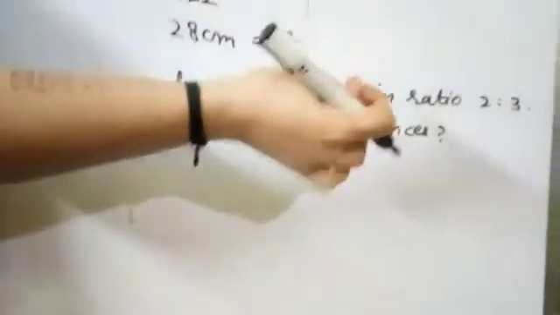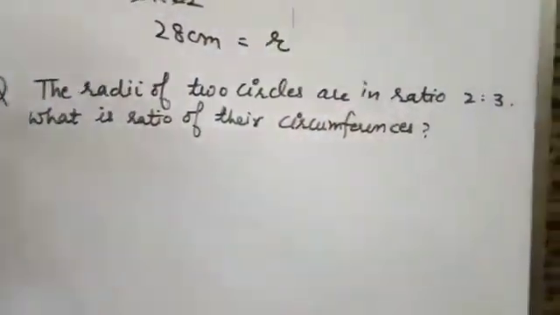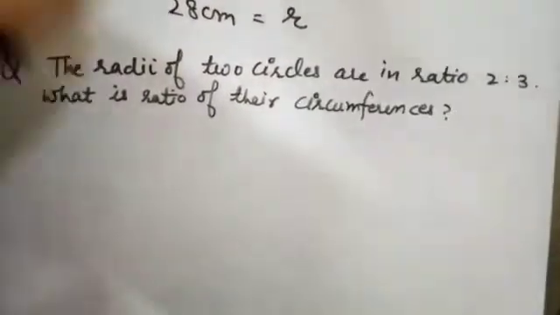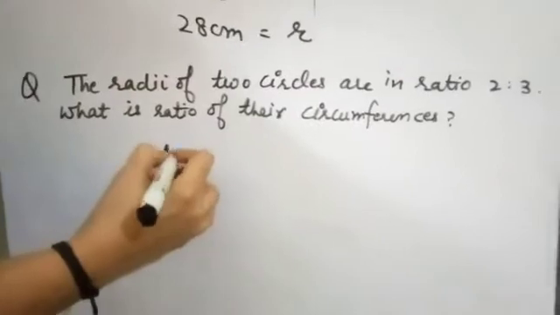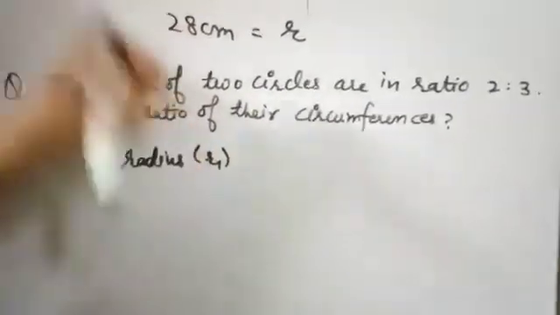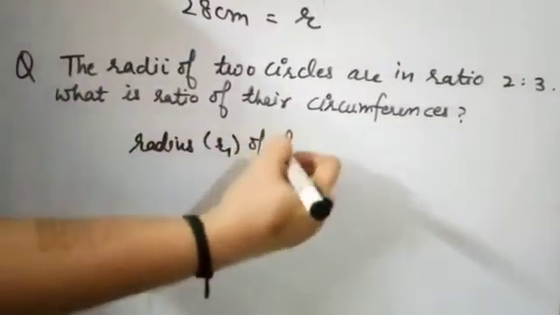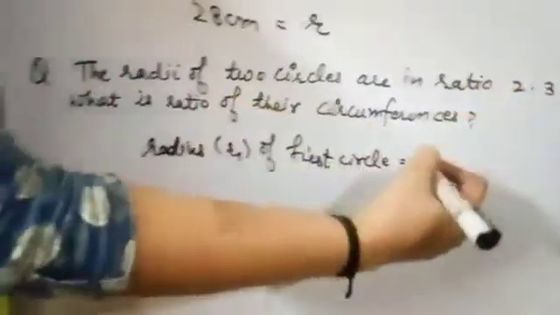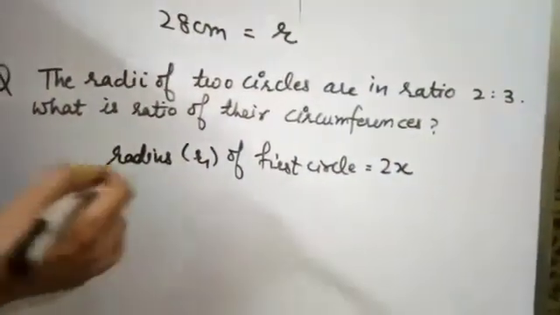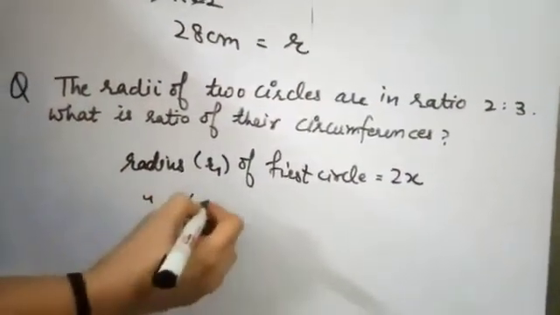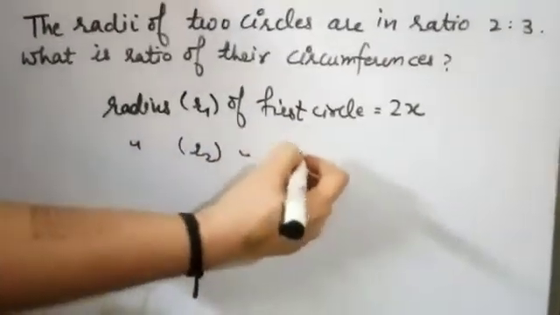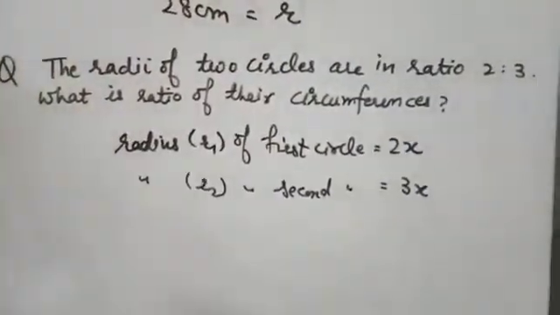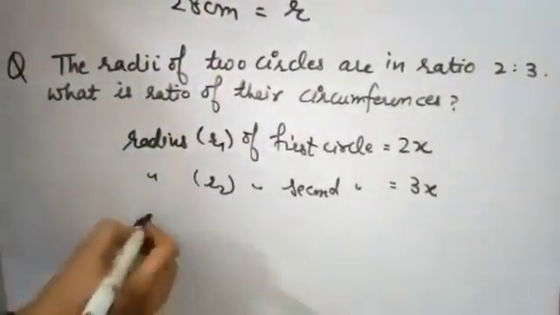The first radius is the second multiple and the second radius is the third multiple of that common number, and we take that common number to be x. The radius r1 of the first circle will be 2x, and the radius r2 of the second circle will be 3x, because they are in the given ratio 2:3. Now we have to find the ratio of their circumferences.